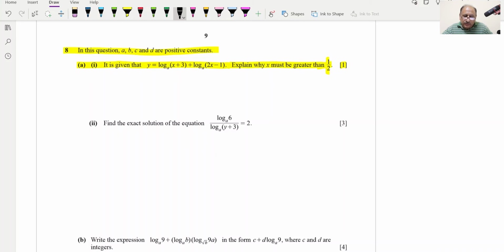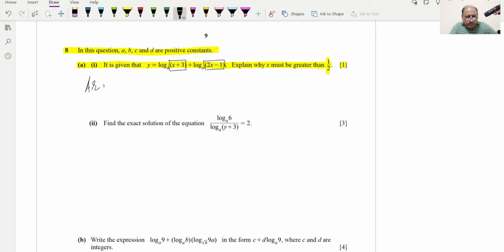So if it is less than 1 by 2, the argument of both logs, the argument is basically this portion, the argument of both is greater than 0. So x plus 3 is greater than 0, and 2x minus 1 is also greater than 0, the argument of both logs, this one and this one. This is a 1-mark question, only one statement is required.